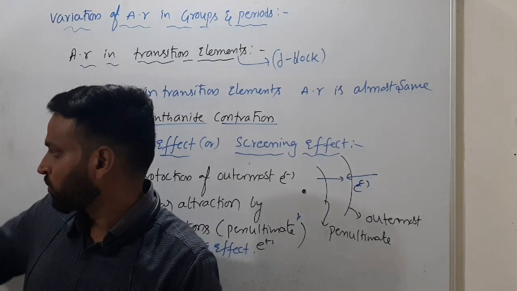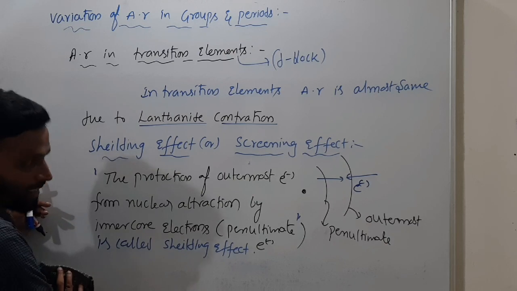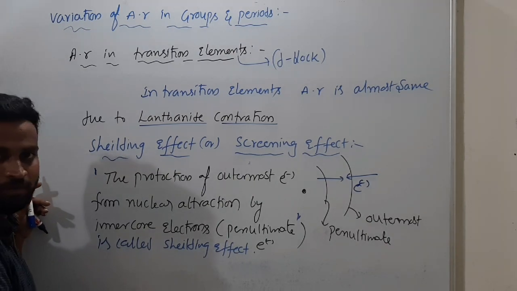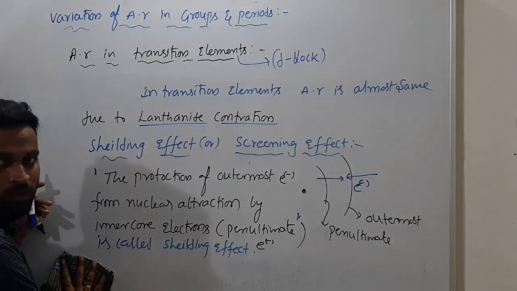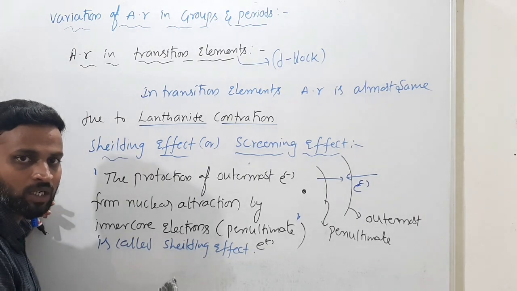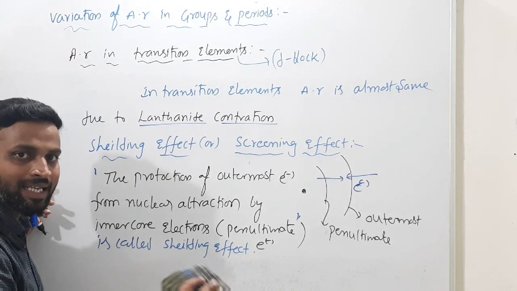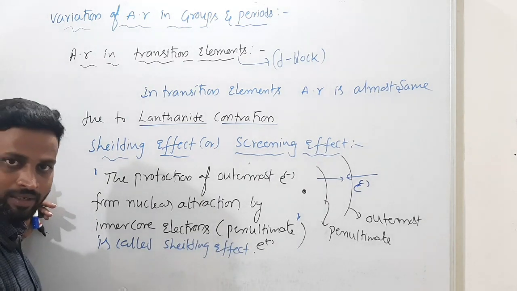Please write down. Due to screening effect, outermost electrons are actually protected. So take a screenshot, everyone. Who is more protecting? That I will tell you now. What is screening? Screening means protection. Who is giving protection? Inner core electrons. Who are getting protected? Outermost electrons. From whom? Nuclear attractions. Clear?